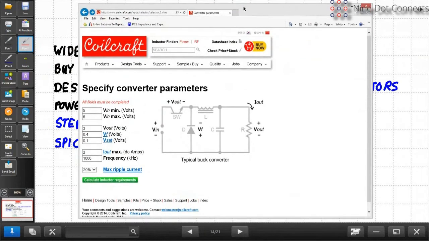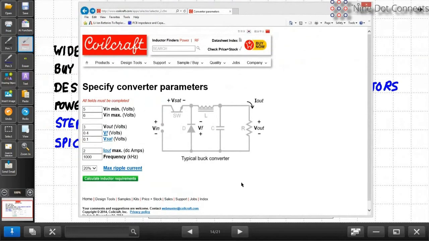Okay, so here's one of their tools for basically doing a DC to DC converter in a buck configuration, which is what we've been talking about. You go through and basically put in whatever parameters you want. Basically, what's the nominal input voltage, what's the max input voltage, what's the output voltage. Here it's going from 5 volts to 3 volts. Forward voltage on the diode. Again, if you use a Schottky, it'd use a lower voltage. If you use an active rectifier, it'd be lower yet.